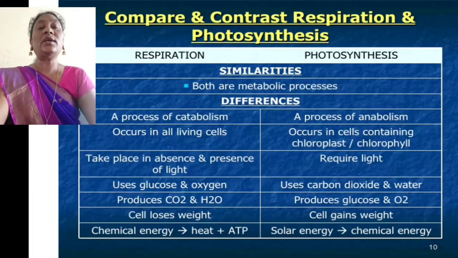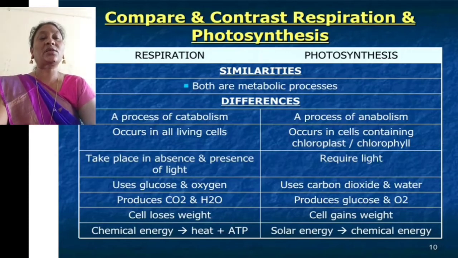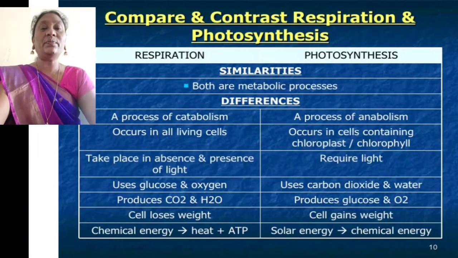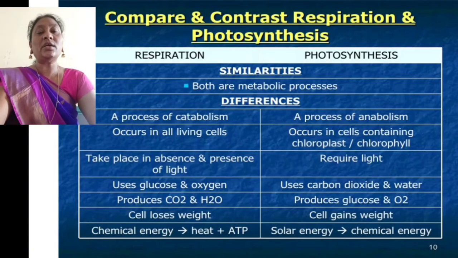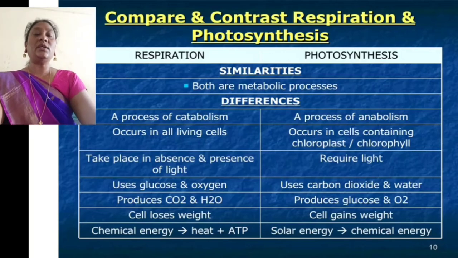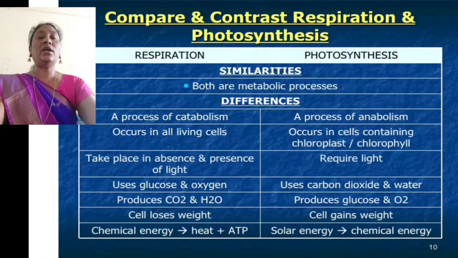Respiration occurs in all the living cells, and photosynthesis occurs in the cells containing chloroplast, chlorophyll. Respiration takes place both in the presence and absence of light. Photosynthesis requires the light. Respiration uses glucose and oxygen, and photosynthesis uses carbon dioxide and water.